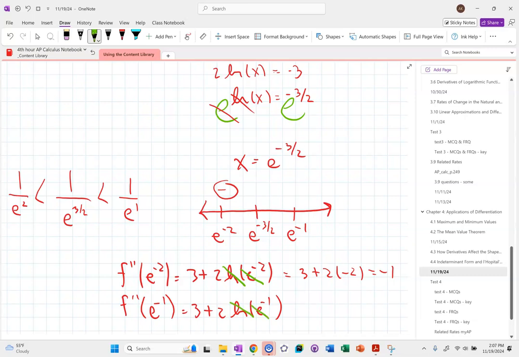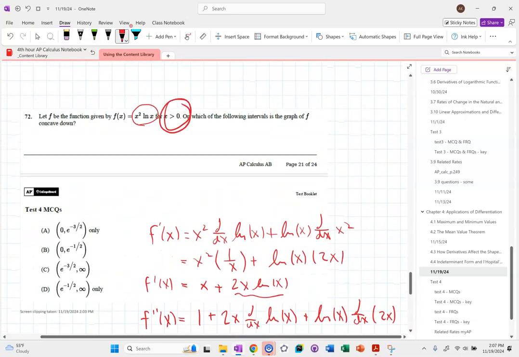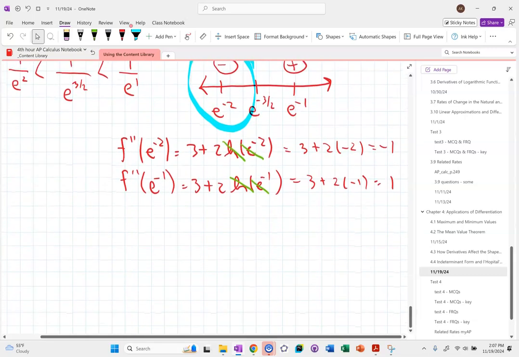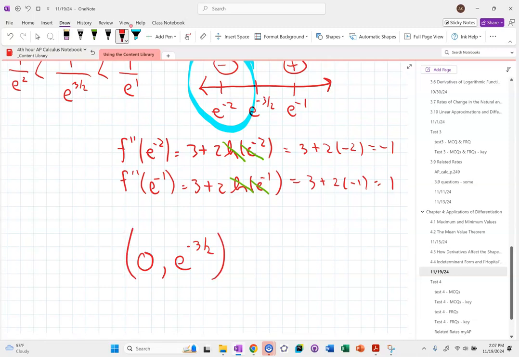So same idea. If we're looking for where we are concave down, we want this section here. The problem said that we were for x greater than 0, so we're going to go from 0 to x to the negative 3 over 2.